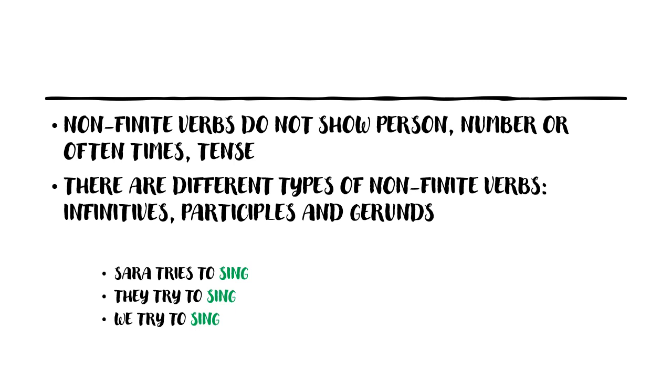Non-finite verbs do not show person, number, or oftentimes tense. There are different types of non-finite verbs, including infinitives, participles, and gerunds. If we look at the sentence below, sing is a non-finite verb. Sarah tries to sing, they try to sing, we try to sing. It doesn't show us a difference in the number of people or the different type of people doing the action.